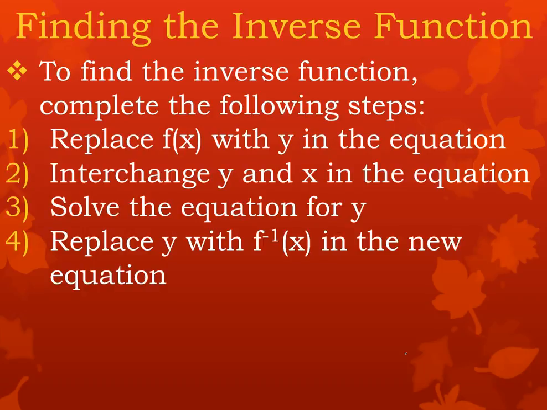First thing you want to do is, if it's f of x, then you need to replace f of x with y. If it's just y, you don't need to worry about step 1. You're then going to interchange your y and x values in the equation. So wherever you see an x, you put a y, and wherever you see a y, you put an x. And then you're going to solve this new equation for y. Once you have y all by itself, you're going to rewrite that as f to the negative 1 of x, your inverse function notation, and you have your answer.